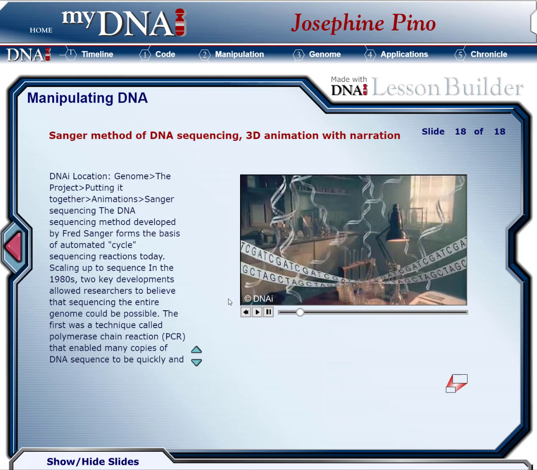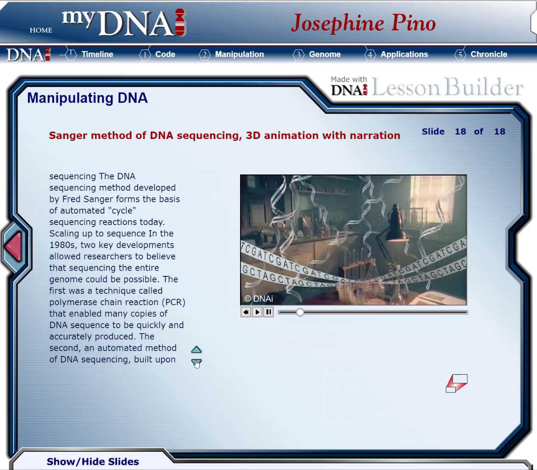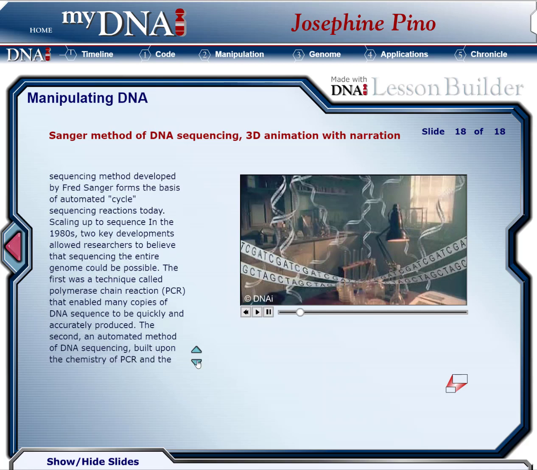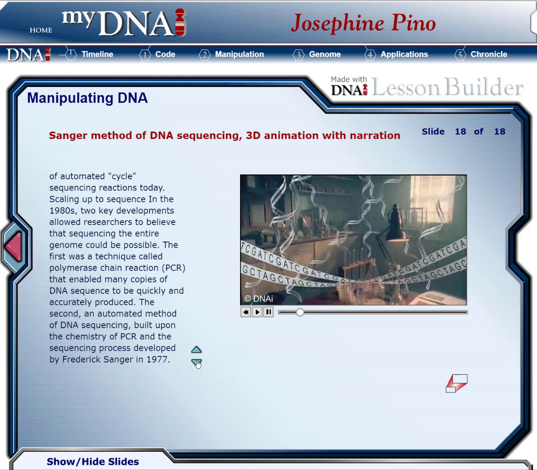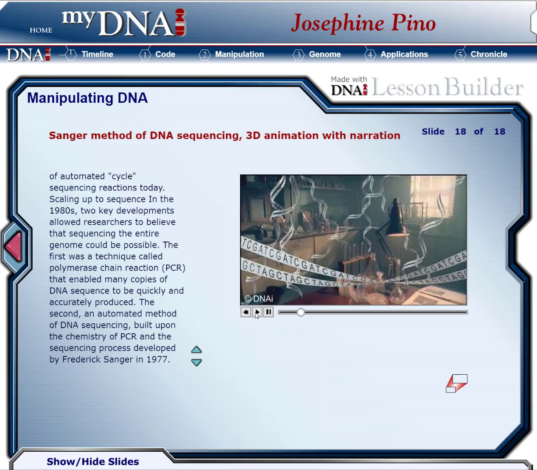It forms the basis of automated cycle sequencing reactions today. Scaling up the sequence: in the 1980s, two key developments allowed researchers to believe that sequencing the entire genome could be possible. The first was a technique called polymerase chain reaction, or PCR, that enabled many copies of DNA sequence to be quickly and accurately produced. The second, an automated method of DNA sequencing, built upon the chemistry of PCR and the sequencing process developed by Frederick Sanger in 1977.